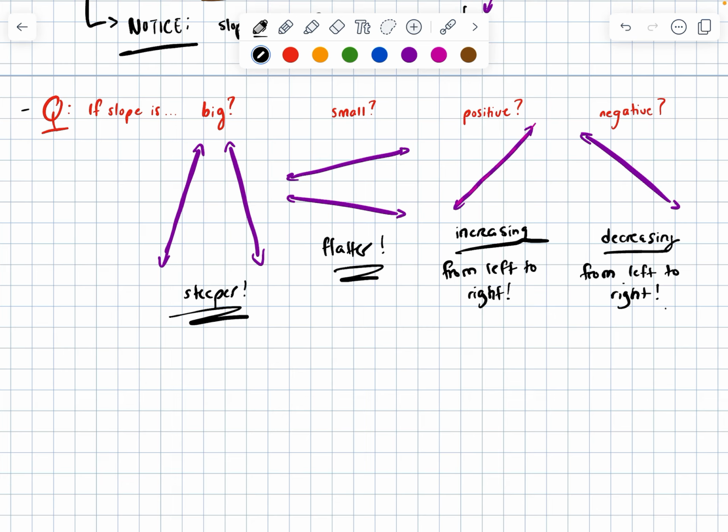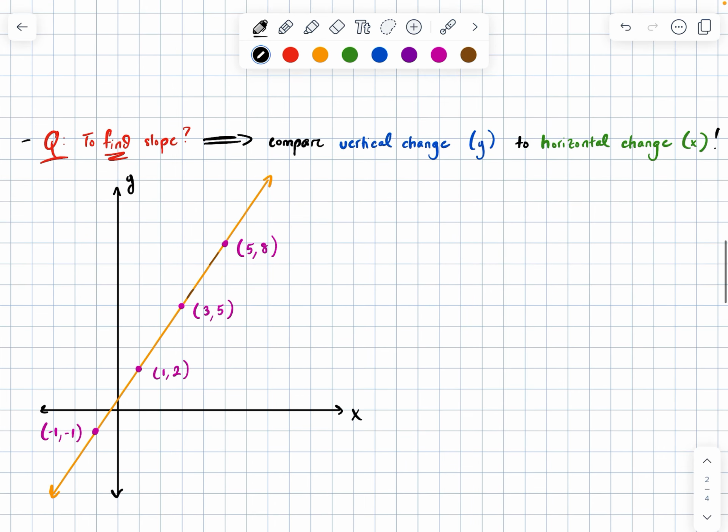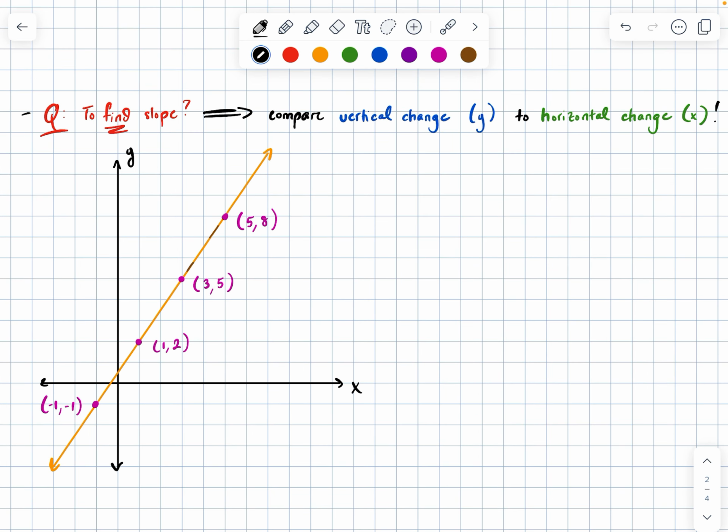So we know what slope makes our line look like, but what if I want to actually calculate the value of slope? Well, here, what slope really does, it's a comparison. Just like a rate of change like miles per hour compares the number of miles that I travel to the number of hours I travel for, slope compares how much I go up or down, so the change in the y direction, to how much I change left or right, so the change in the x direction.